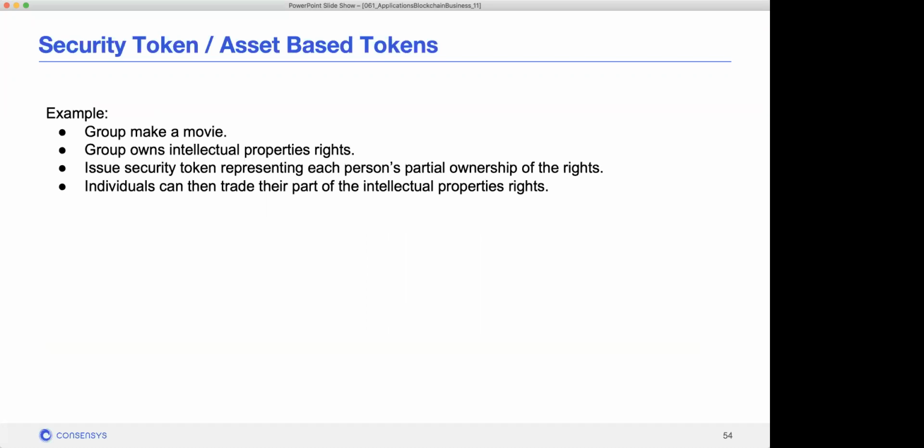You could imagine a group of people make a movie and the group owns the intellectual property rights, and you could issue a security token representing everyone's partial ownership. Individuals can trade their partial ownership with others. That would be a way of allowing trading of something which historically has been very difficult to trade.